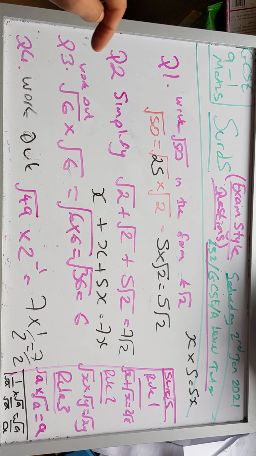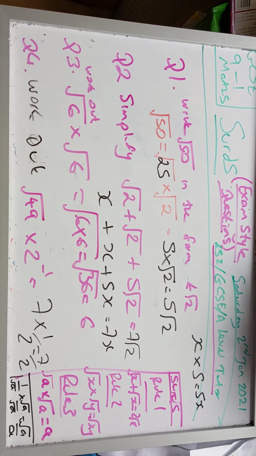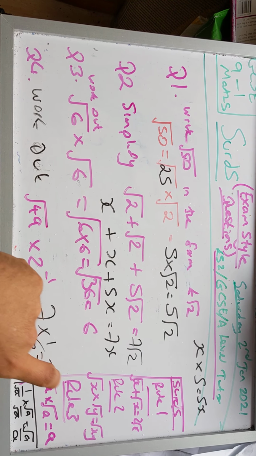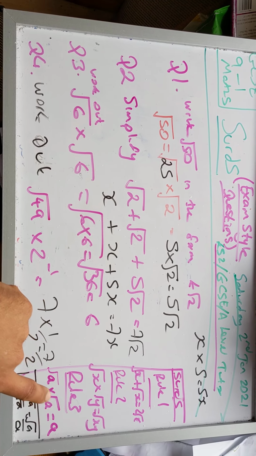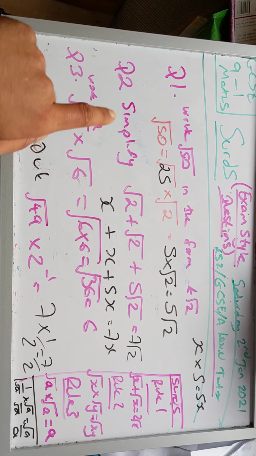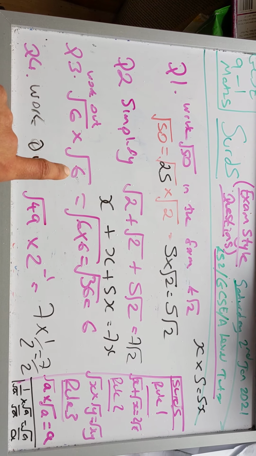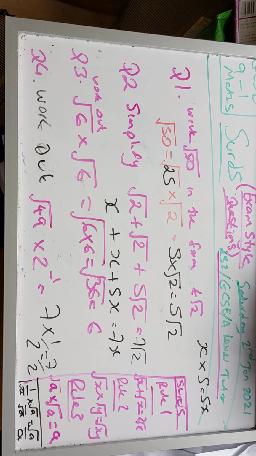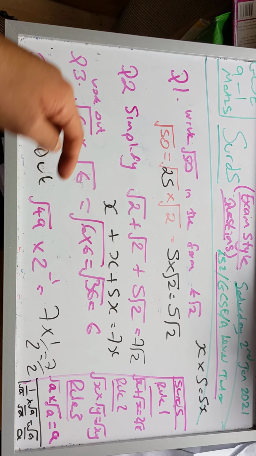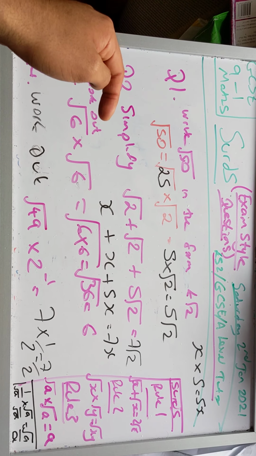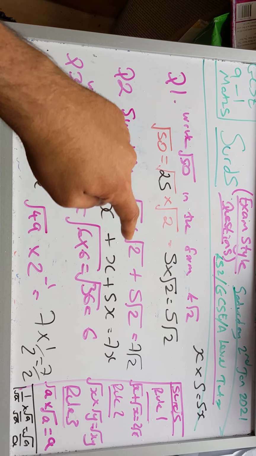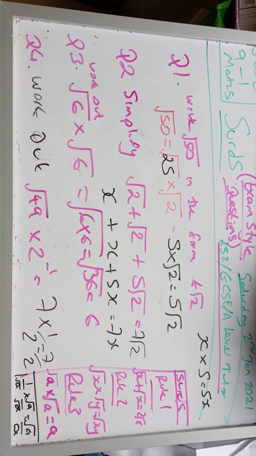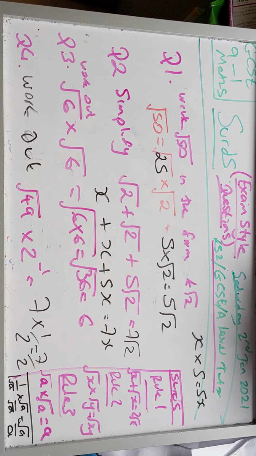Right, guys, question number 3: work out root 6 times root 6. There is a little rule here, and it's rule number 3. If I have the square root of 8 times the square root of 8, I just get 8. So the square root of 6 here has to be times by itself, otherwise it doesn't actually work completely, unless it's a square number. So it's root 6 times 6, which is square root of 36, which is equal to 6. So the answer to that is just 6.